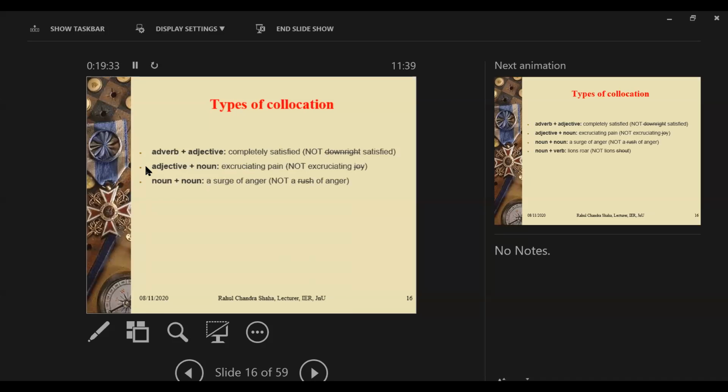Okay, so the next type of collocation is noun plus noun. An example is surge of anger, or noun plus noun. There are more examples of noun plus noun, and in our next slide, we have presented some more examples regarding this. And in this slide, we just clarify what the types of collocations are.